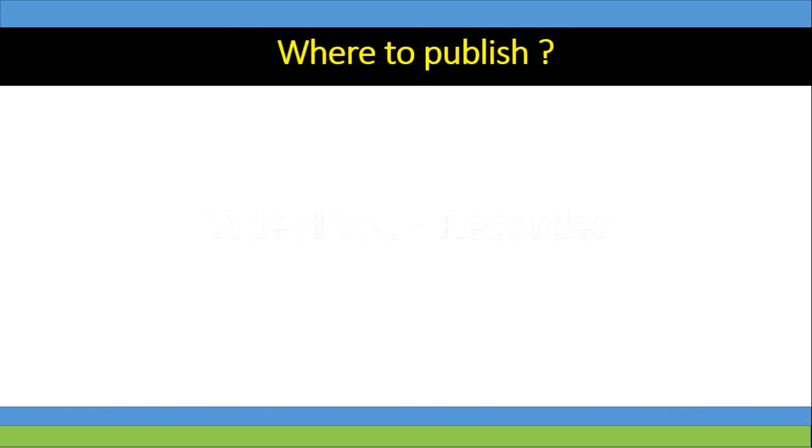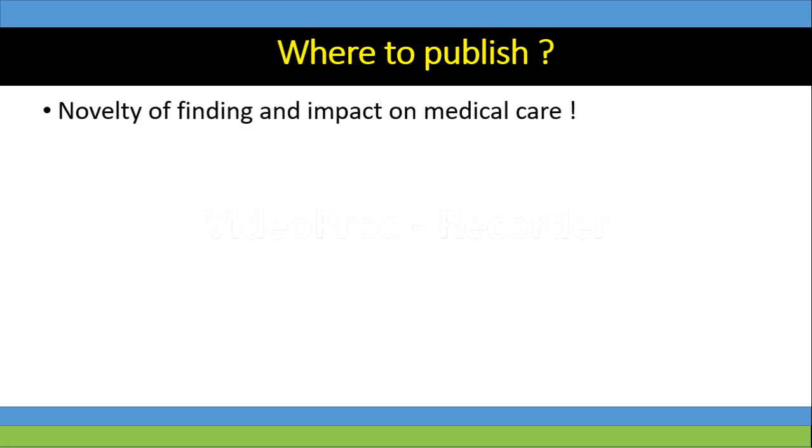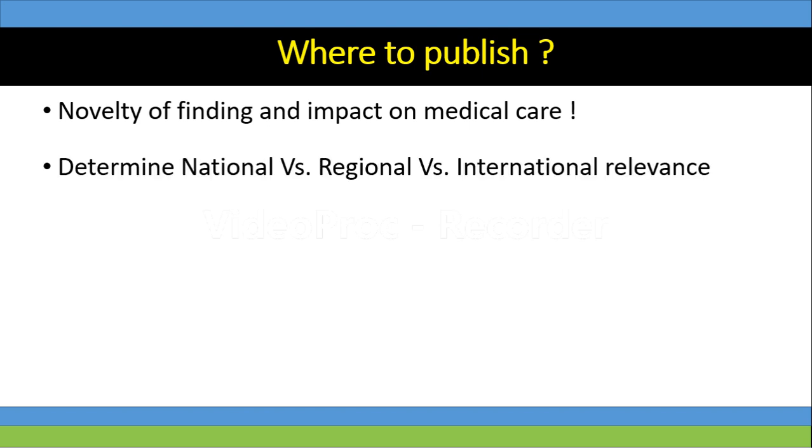Some other helpful tips can help you decide where to publish your case report. Number one is novelty of finding and impact on medical care. So if you think that your case report is a really good one, it's very unique, it's worth reporting to the highest international audience, then you might want to publish it in an international biomedical journal instead of a local medical journal. Apart from that, you might want to determine the national versus regional versus international relevance of that case report.